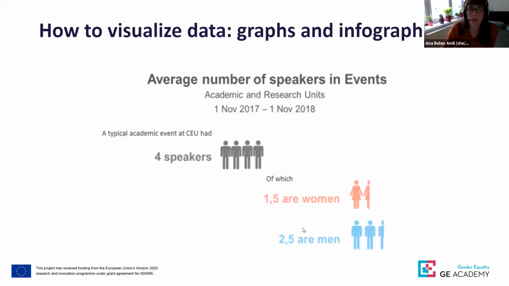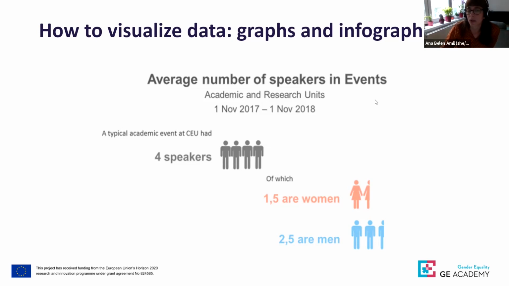So some ideas on how to visualize data. There's nothing revolutionary in what I'm going to say, just some examples. Infographics, for example, are getting more and more popular. I think they're a very nice way of visualizing data, in the case of results being quantitative, of course. I give you an example here on the average number of speakers in events. I think it was maybe Fernanda mentioning this indicator.